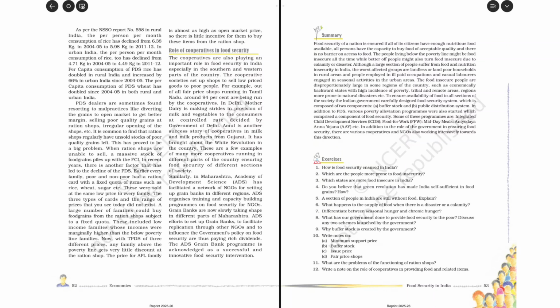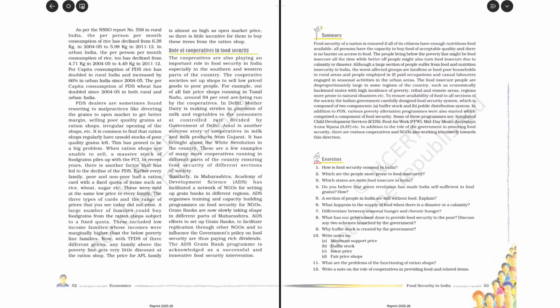The cooperative societies set up shops to sell low-priced goods to poor people. For example, out of all fair-priced shops running in Tamil Nadu, around 94% are being run by the cooperatives. In Delhi, Mother Dairy is making strides in provision of milk and vegetables to the consumers at controlled rate decided by Government of Delhi. Amul is another success story of cooperatives in milk and milk products from Gujarat. It has brought about the white revolution in the country.